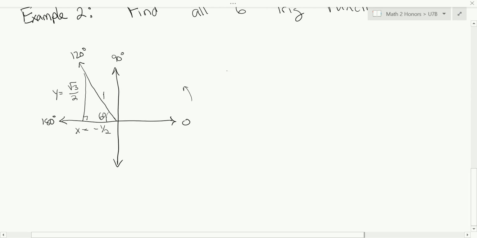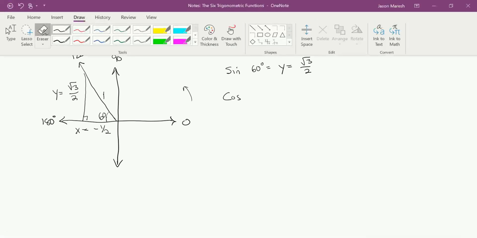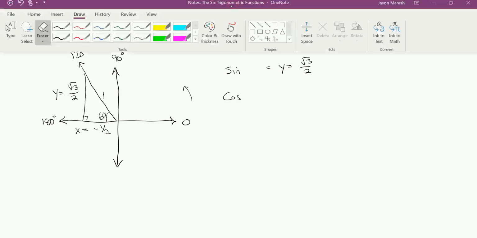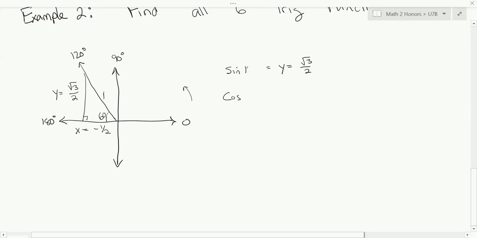So then we can say, well, I know that the sine of 60 is my y value, which is root 3 over 2. The cosine of 6, sorry, I'm using the wrong angle. Let me fix that. It is true, but it's not the angle we're after. The sine of 120 is root 3 over 2, the cosine of 120 is our x value, which is negative 1/2.